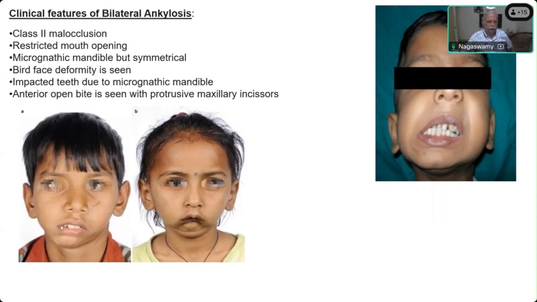Again, this is a unilateral ankylosis. You can see the deviation here, whereas in bilateral, on both sides, there is hardly any opening of the mouth. And both sides of the face look similar because both sides are affected. The growth is restricted, so it looks like a normal face, whereas here it becomes deviated to one side. So unilateral and bilateral.